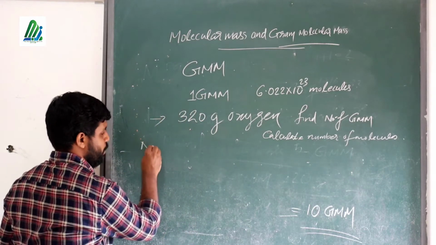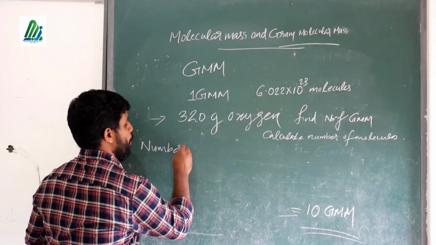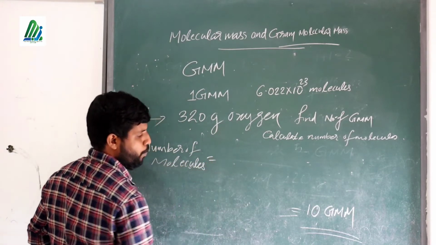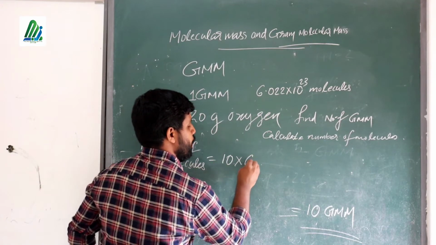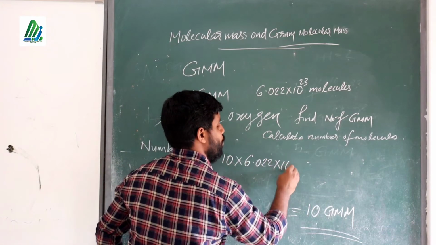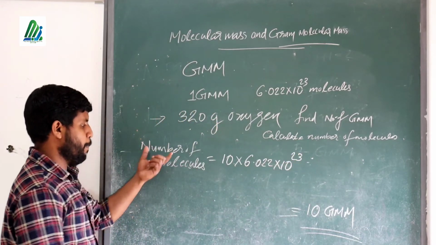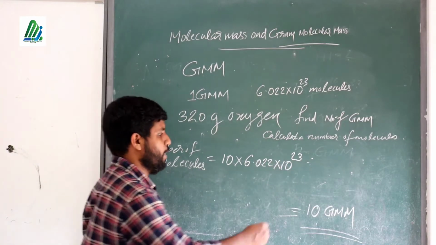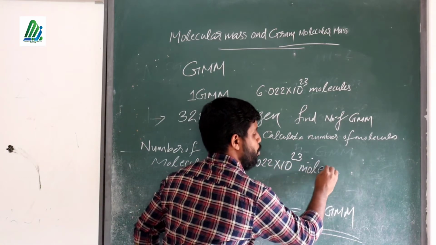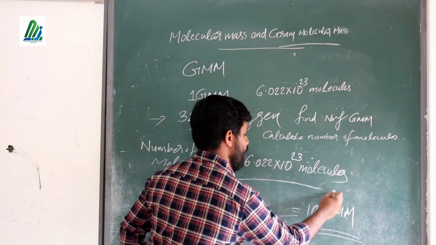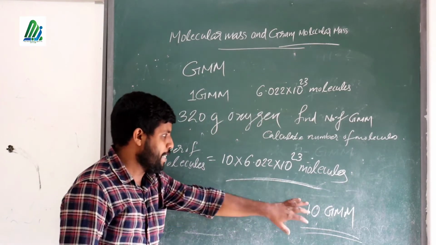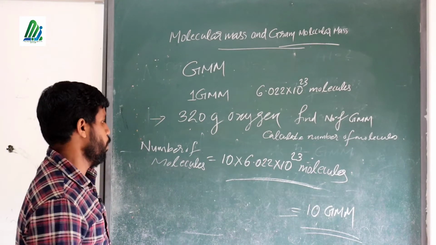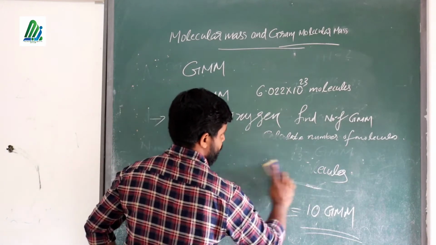So the number of molecules is equal to 10 into 6.022 into 10 raised to 23 molecules, because 1 GMM contains Avogadro number of molecules. 10 GMM contain 10 into 6.022 into 10 raised to 23 molecules. So this is the calculation.